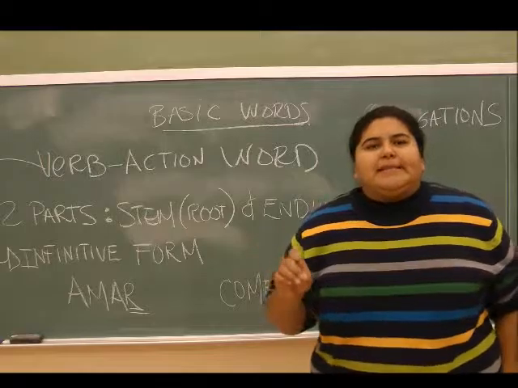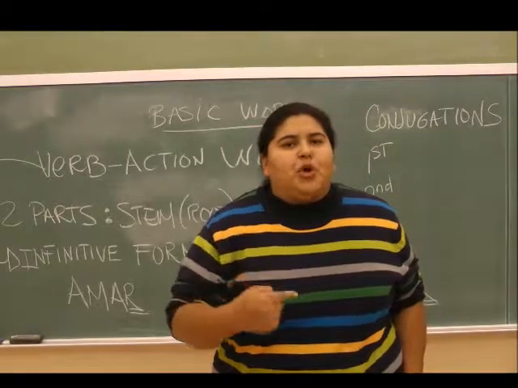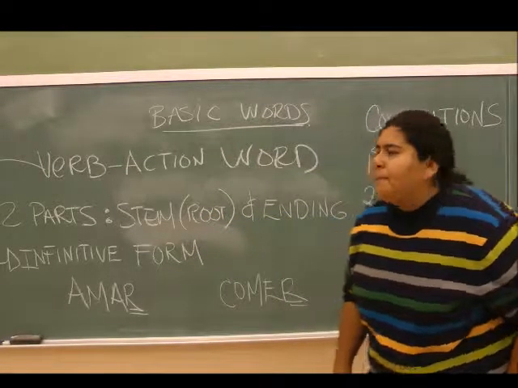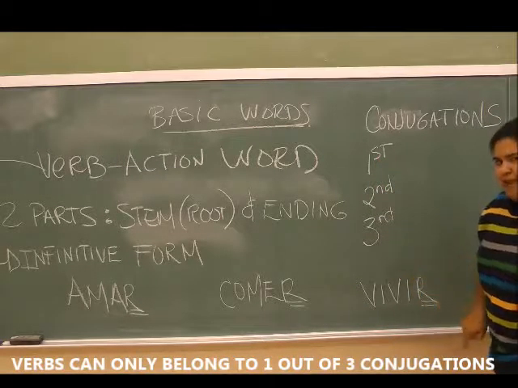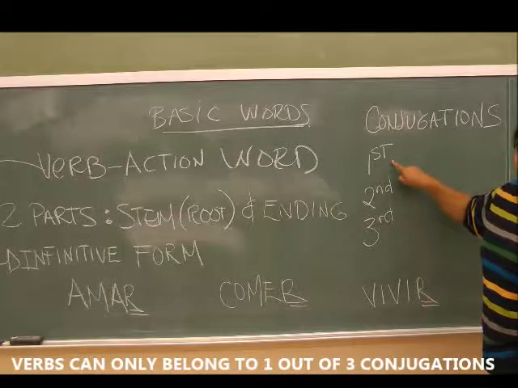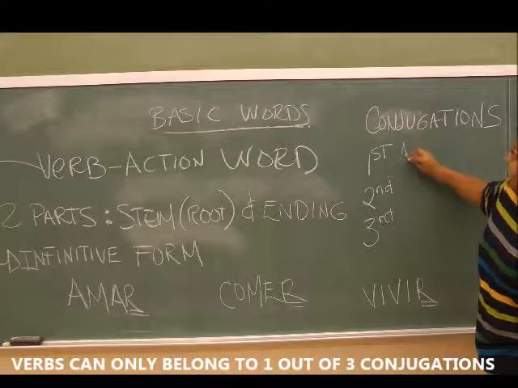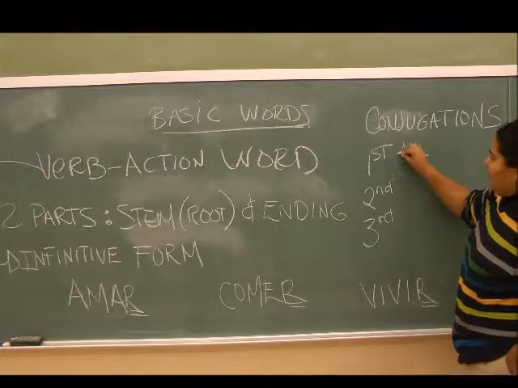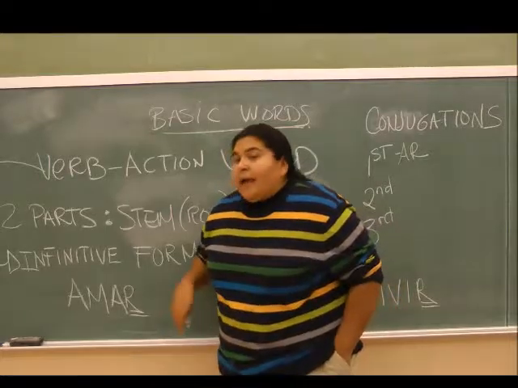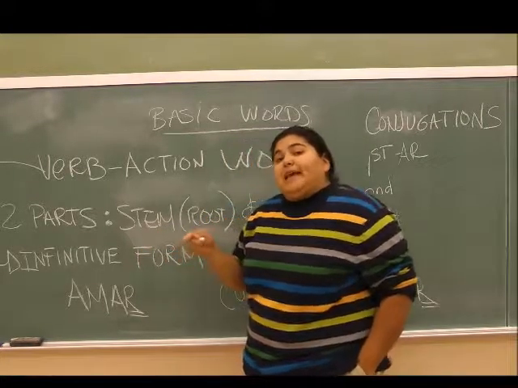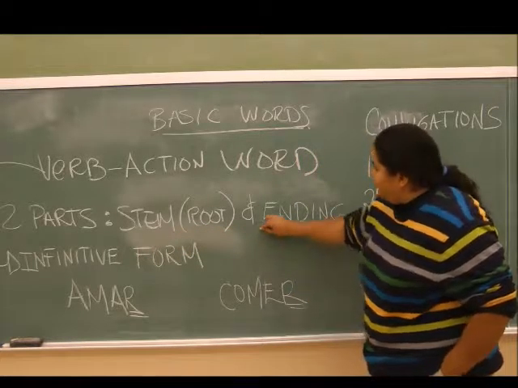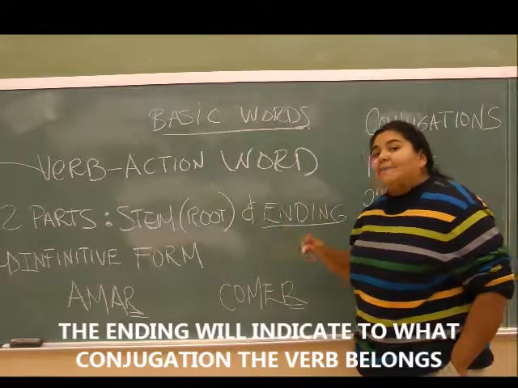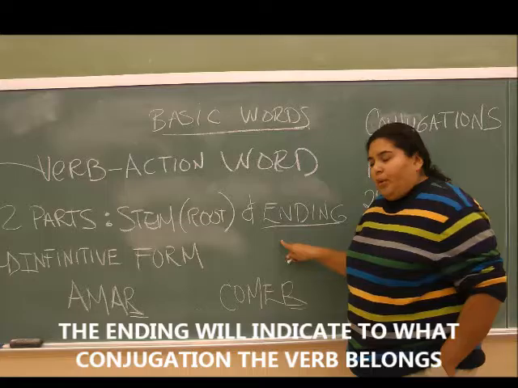So I purposely selected these verbs just to let you know that when it comes to conjugations, these verbs can only fall under one of three conjugations. Verbs that belong to the first conjugation are verbs that end in AR, verbs like the verb amar. How do I know to what conjugation they belong? Because the ending, which consists of the last two letters of any verb, is going to tell me.